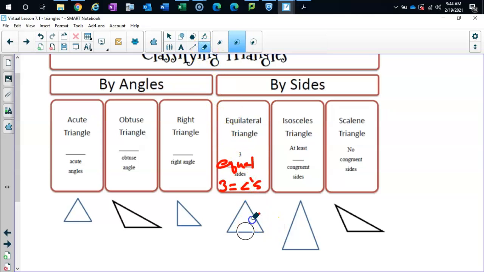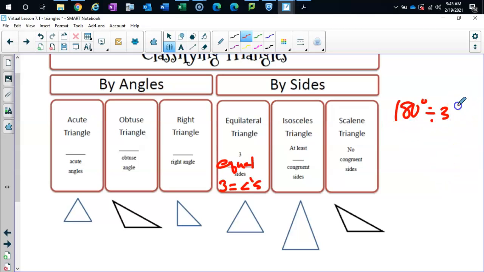Now, I'm going to erase this because I don't want this to get too jumbled. If we have 3 equal sides and 3 equal angles, and we know that every triangle in the world has 180 degrees, 180 divided by 3 is 60. So, each one of these angles would be 60 degrees. Notice how I'm writing that on the angle. If I was able to use my pen in a better fashion, I would write 60 inside here. Okay, 3 equal sides, 3 equal angles, and we know that they are all 60 degrees each. That is an equilateral triangle.